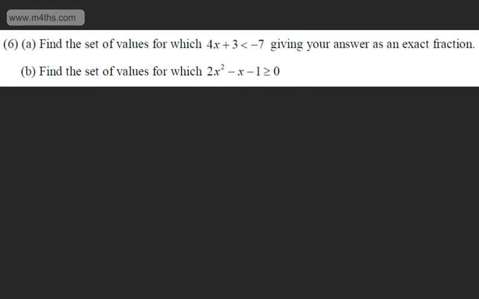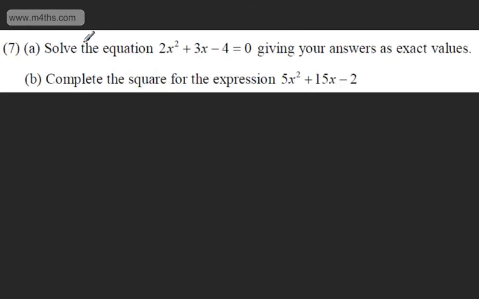Okay, let's look at question 7. We're asked to solve the equation 2x squared plus 3x minus 4 is equal to 0, giving our answers as exact values. That suggests that I can't factor it, so I can either complete the square or use the quadratic formula. I'm going to complete the square after I've divided the equation by 2.